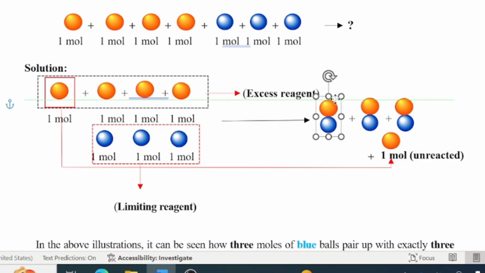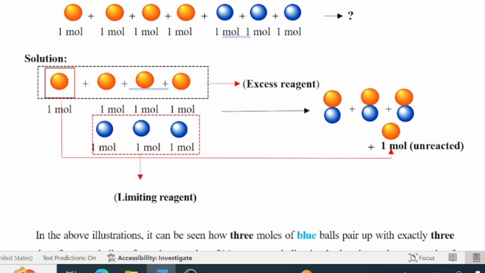How many moles of products are formed here? You can see that you have 3 moles of products here, because every 1 mole of blue balls will react with 1 mole of orange balls. So because you have only 3 moles of blue balls, we end up with 3 moles of blue-orange balls, and 1 mole of orange balls is left in excess.